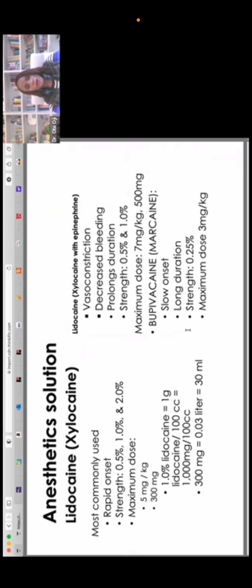All right, so here are some examples of anesthetic solutions. Lidocaine, xylocaine, is the most commonly used. It does have a rapid onset. The strength that we have in your practice setting would be 1%. That is the most popular strength that we use, but also be aware that you have a 0.5% and the 2%. The maximum dose for lidocaine is 5 milligram per kilogram, so 30 cc's would be the absolute max dose. And that is a lot of lidocaine.